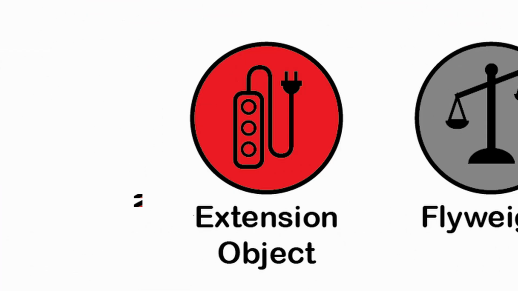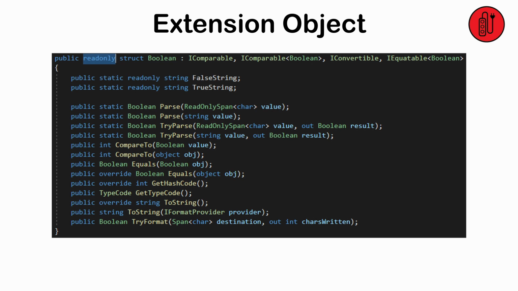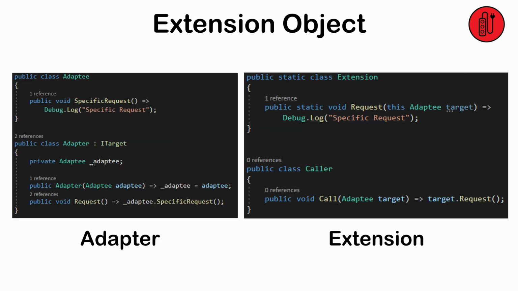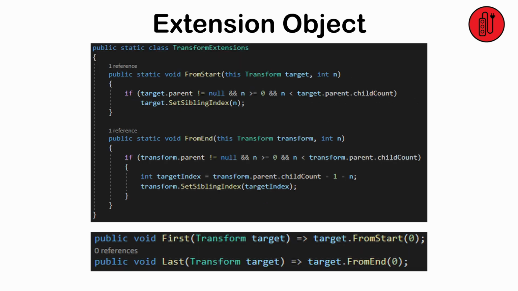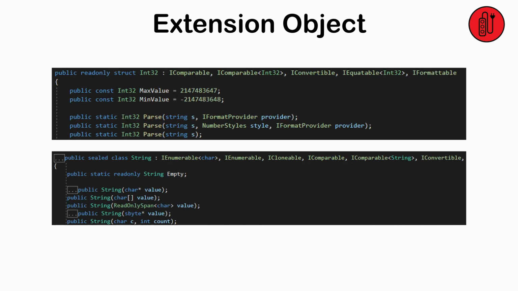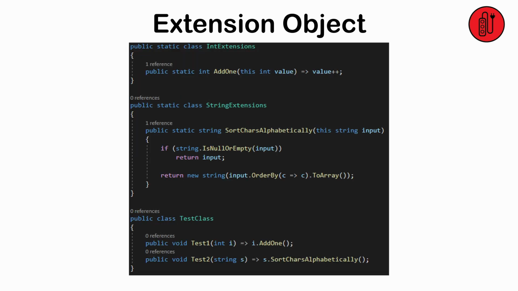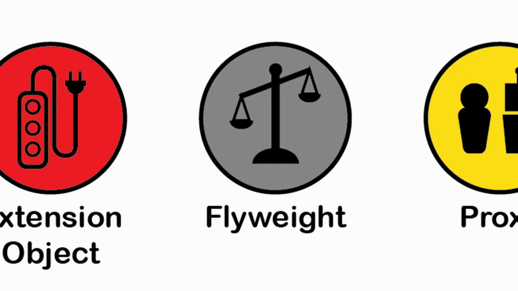Extension object pattern. Extensions allow a class or type to be modified even after it's been compiled, meaning we no longer have access to change the underlying base code. Both adapters and extensions can be used on software that's already been developed. Where adapters allow us to link to existing features, extensions let us create brand new ones. For instance, extension methods are static methods belonging to a type or class that allow us to tack on additional functionality. A type like int or string cannot be modified, but their behavior can be extended, such as int.add1 or string.sort characters alphabetically.